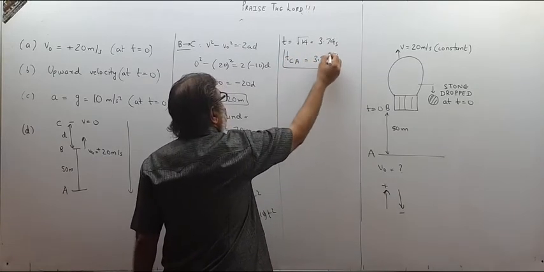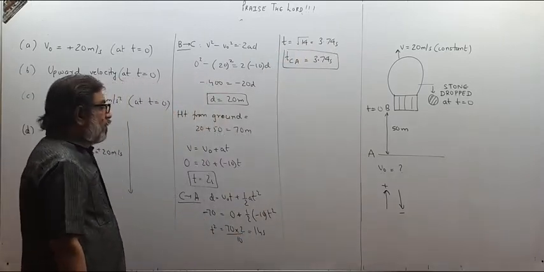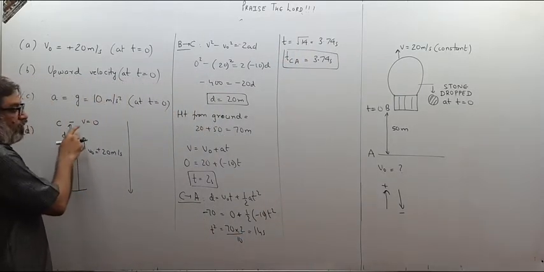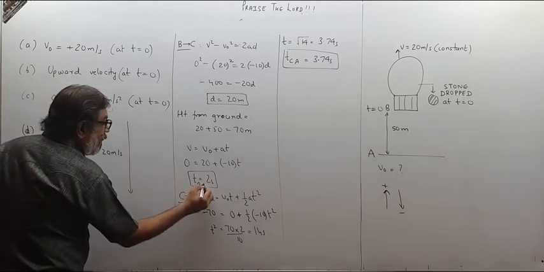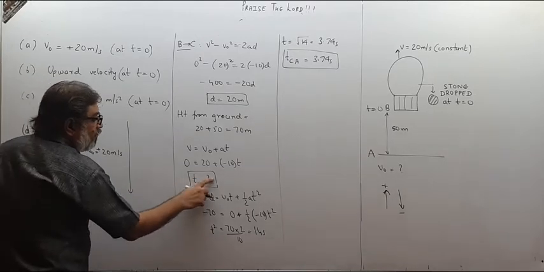Like this we think. So in how much time will it fall on the ground? From here to here, 2 seconds. That is the time from B to C. Okay, time from B to C is 2 seconds.